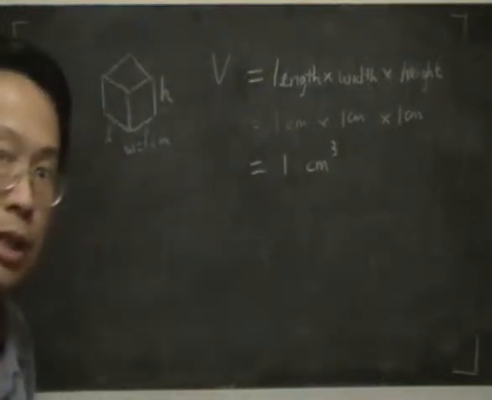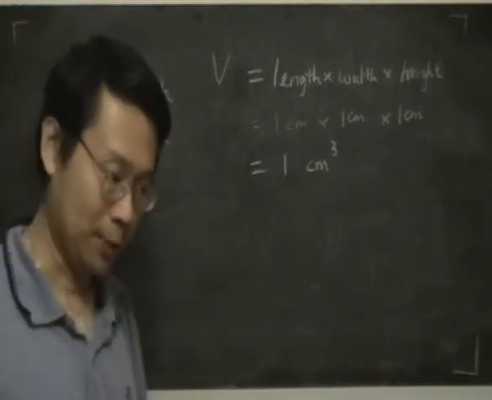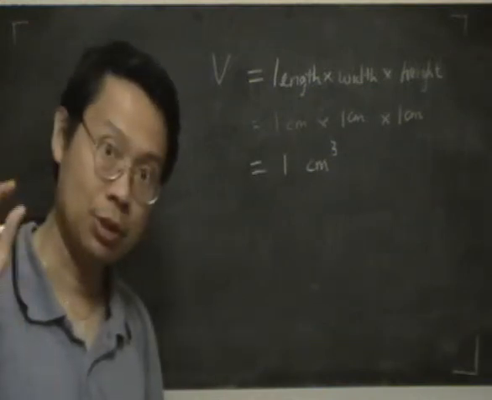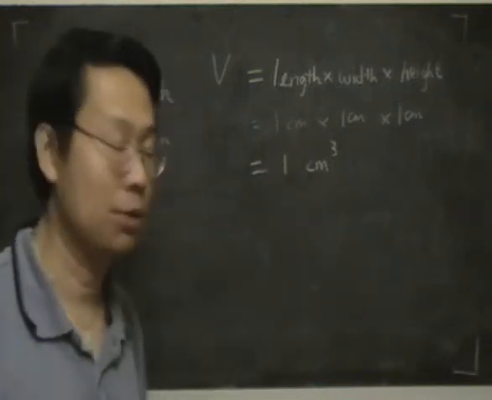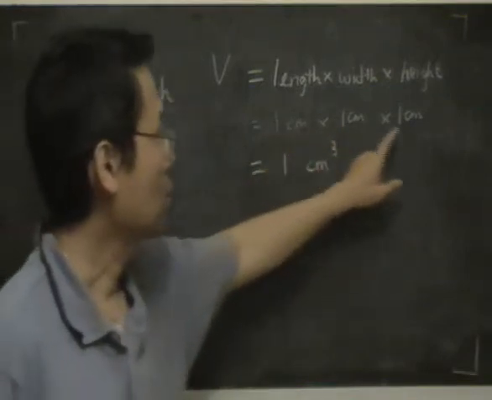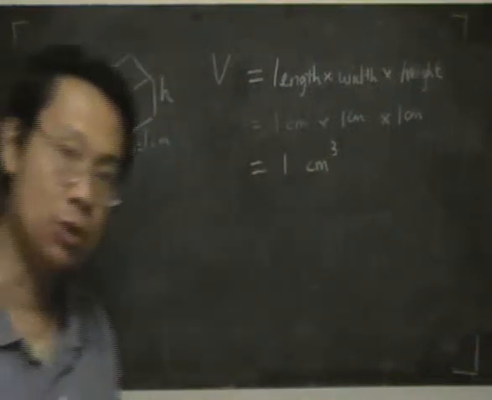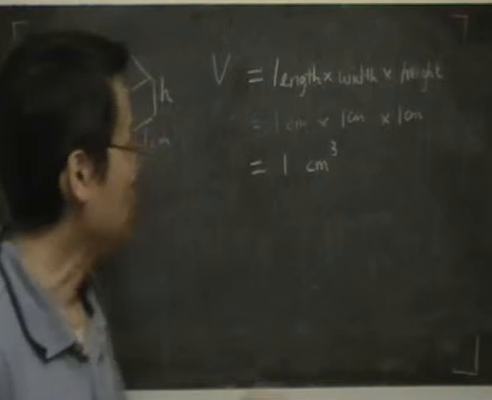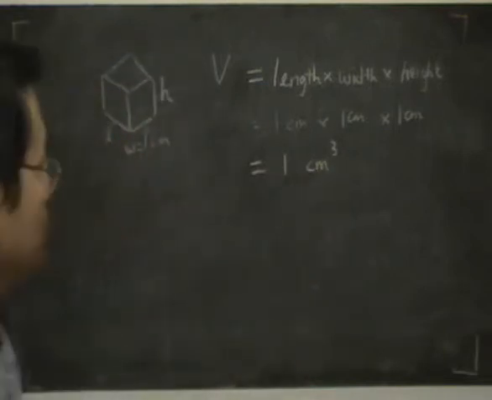So that's just like algebra. When we multiply 3 symbols together, it becomes a cube. So here the cm is like a symbol in algebra. Alright, we get a cm cubed. So that's how the units cm cubed, centimeter cubed, come about.